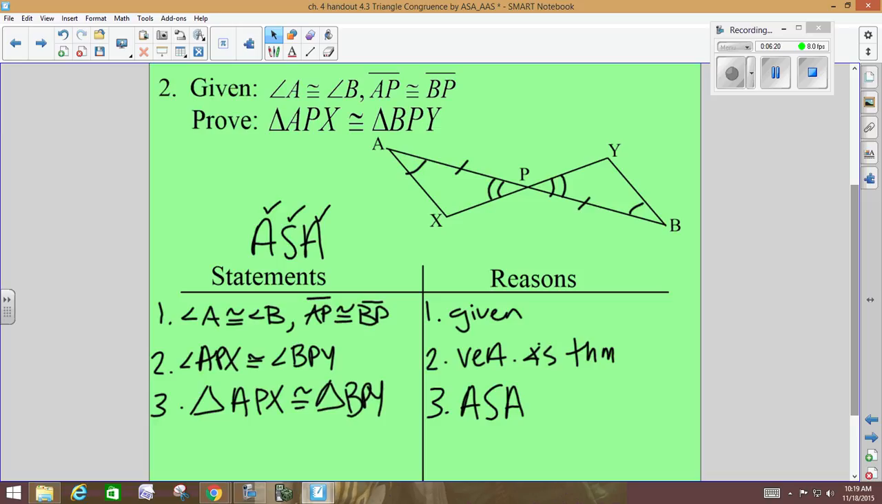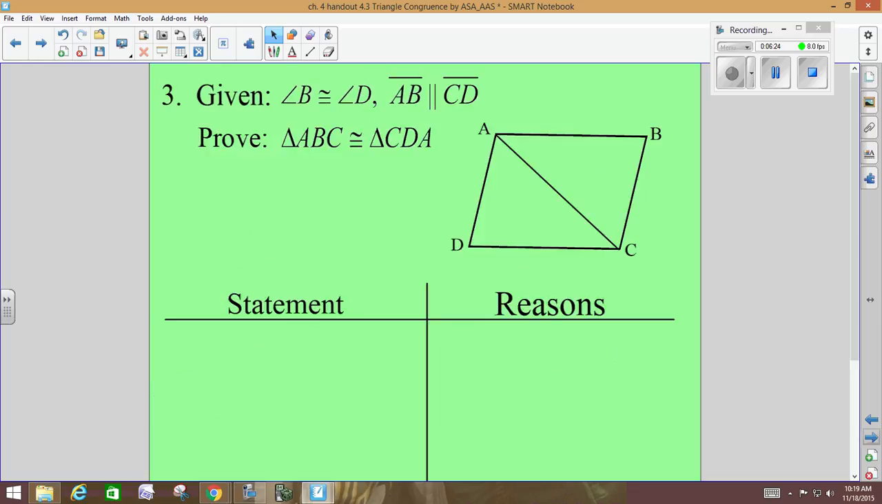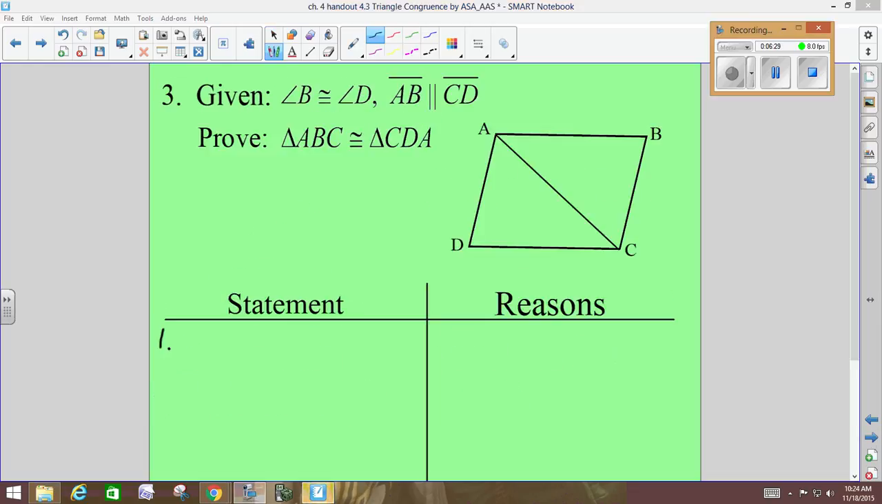Okay, once you have it copied down, flip it over and do number 3 on your own. First step is your given, so we should have angle B congruent to angle D. AB is parallel to CD. After you write the given, then what do we do? Mark it. Congruent angles you mark with the curves. How do you mark parallel lines? With the feathers or the arrows.